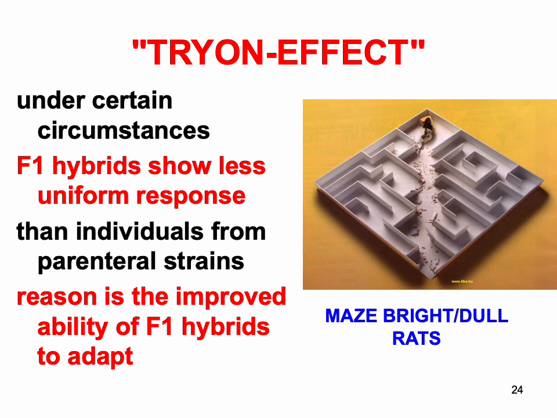So under certain circumstances, the F1 hybrids show less uniform response in the maze than individuals from the parental strains, and this is a reason for the improved ability of F1 hybrids. So it means that they have a better vision or space memory also.